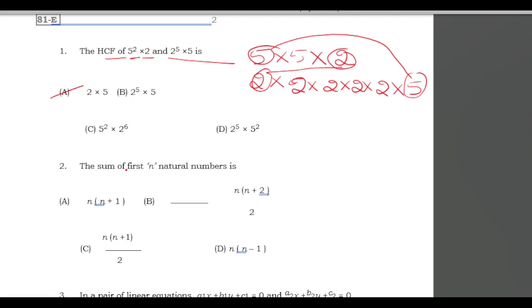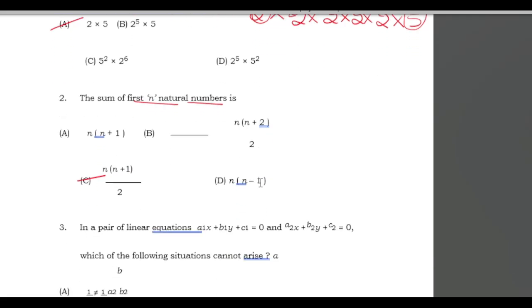So the second question is the sum of the natural numbers. It is option C, n of n plus 1 divided by 2. So next question is the third question.